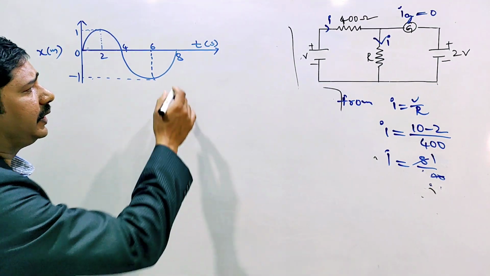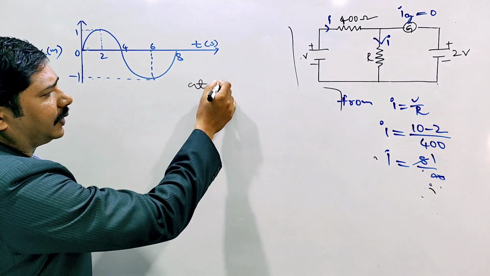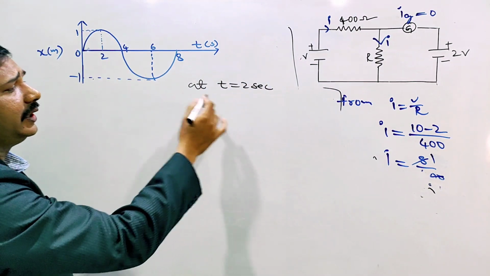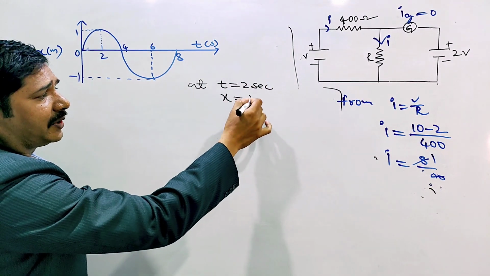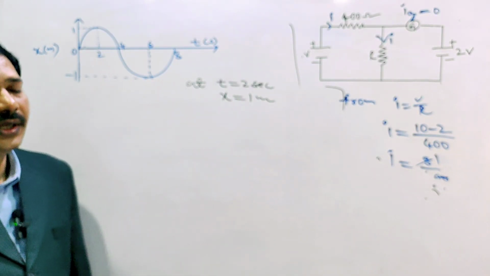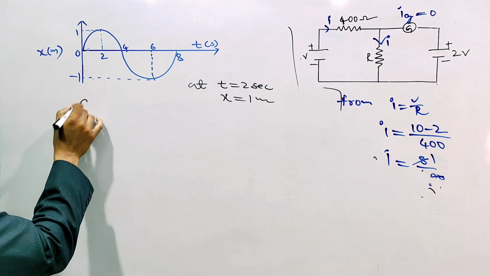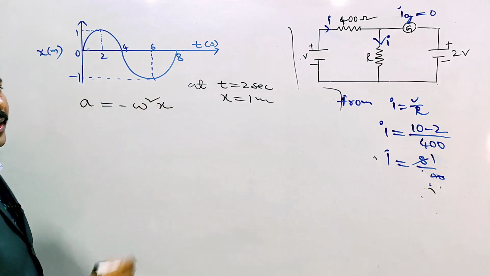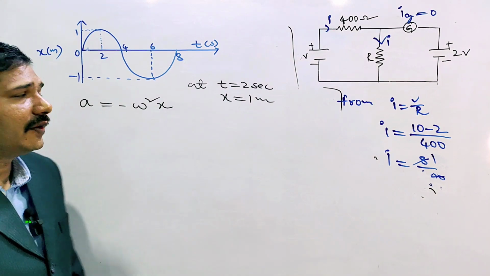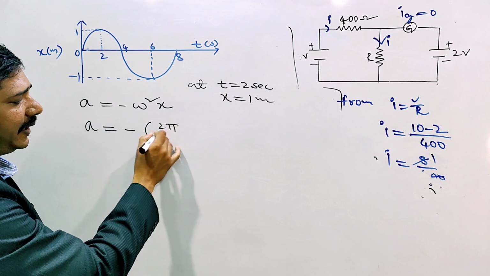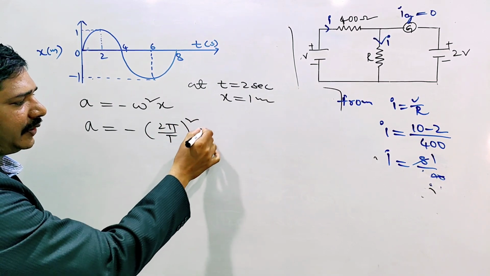Here at t equal to 2 seconds, check here the displacement is how much? X equal to how much? 1 meter. 1 meter displacement. So acceleration they are asking. The acceleration formula in simple harmonic motion is minus omega square x. Here omega value is what? Omega is not given. 2 pi by T whole square into x.